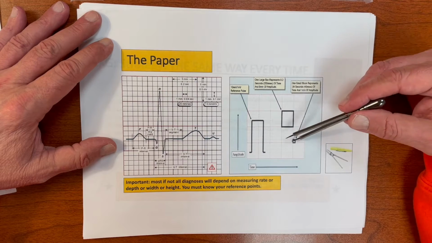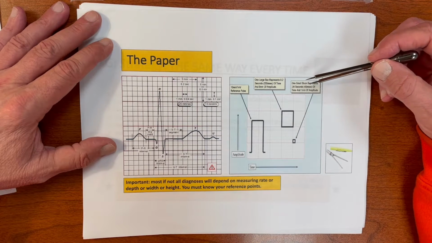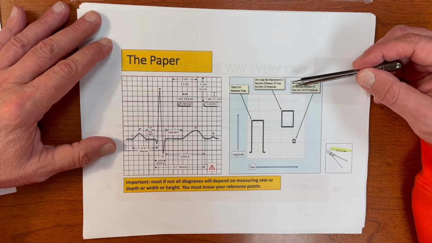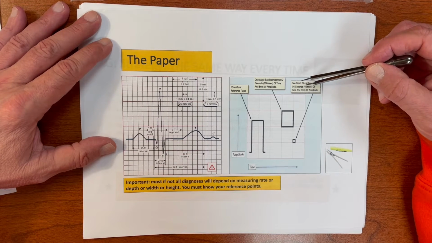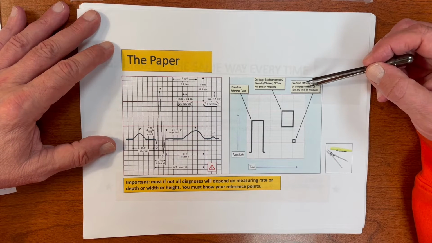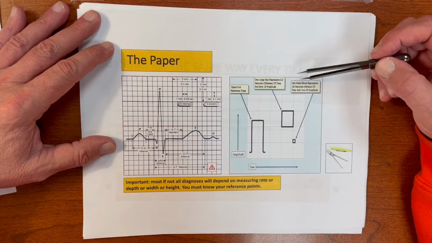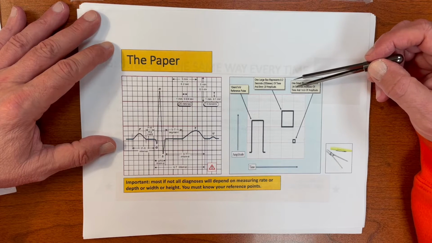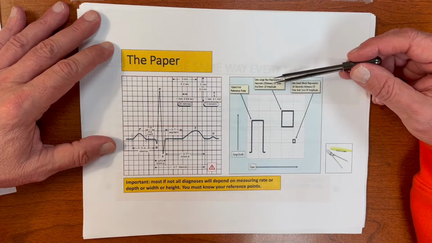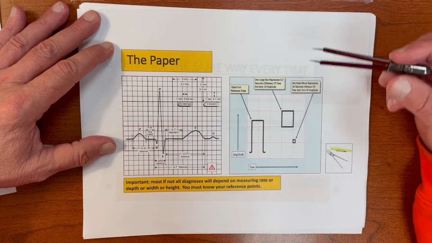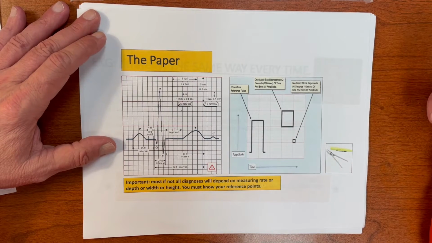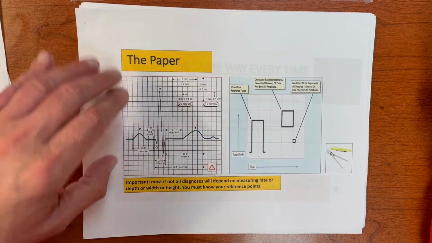Normal values. Small box is 0.04 seconds or 40 milliseconds. You can use either terminology. Cardiologists and especially electrophysiologists like to use milliseconds. You can use 0.04 seconds or 40 milliseconds, whatever you want. Most beginning EKG books teach seconds. So a large box is 0.2 seconds or 200 milliseconds, all right? And in amplitude, 10 millimeters is 1 millivolt. 10 millimeters, 10 small boxes, okay?